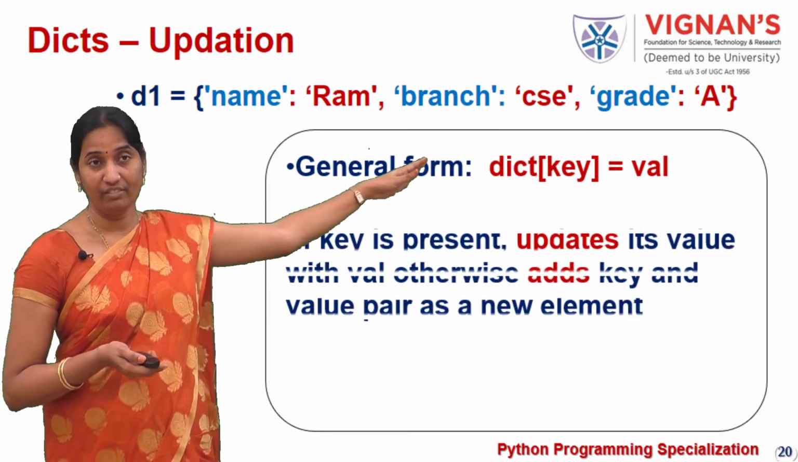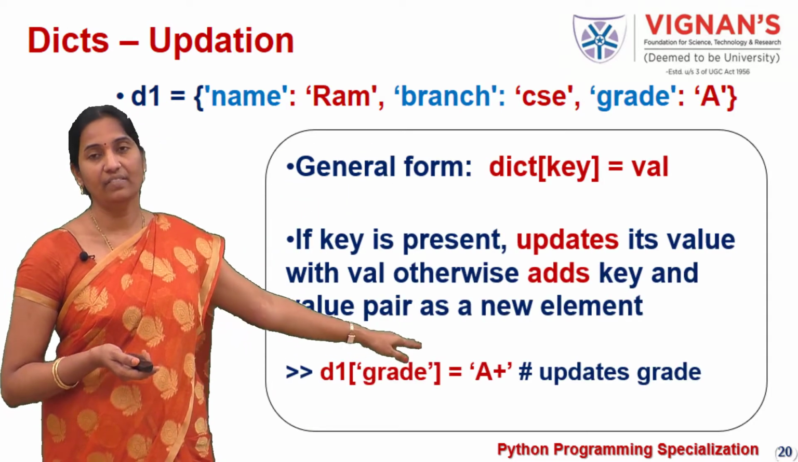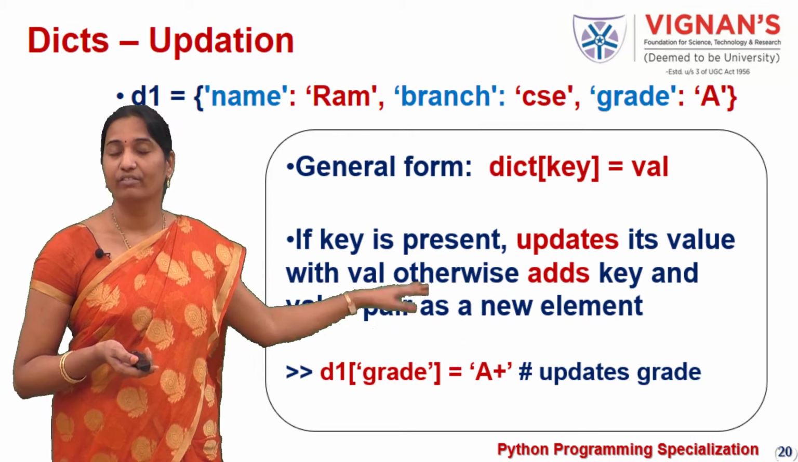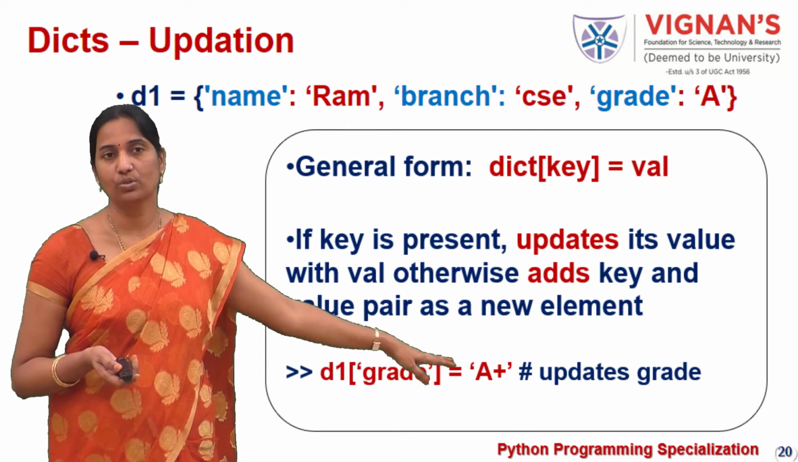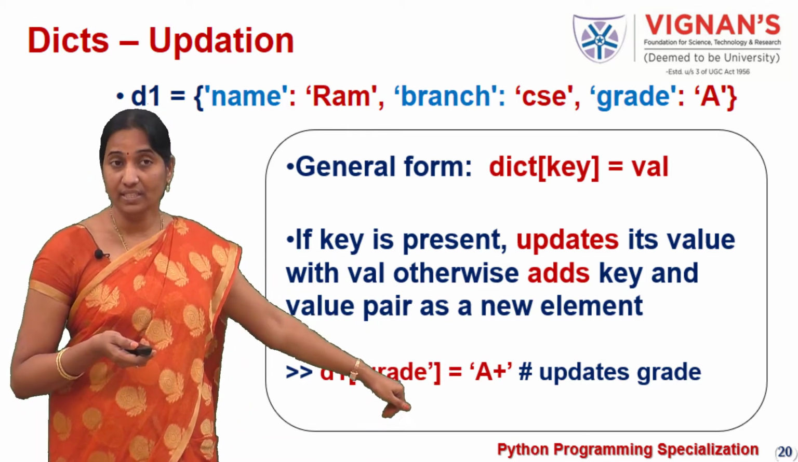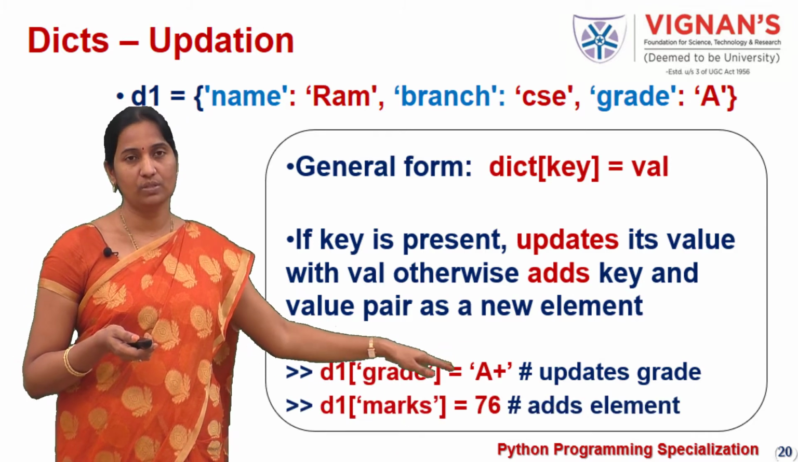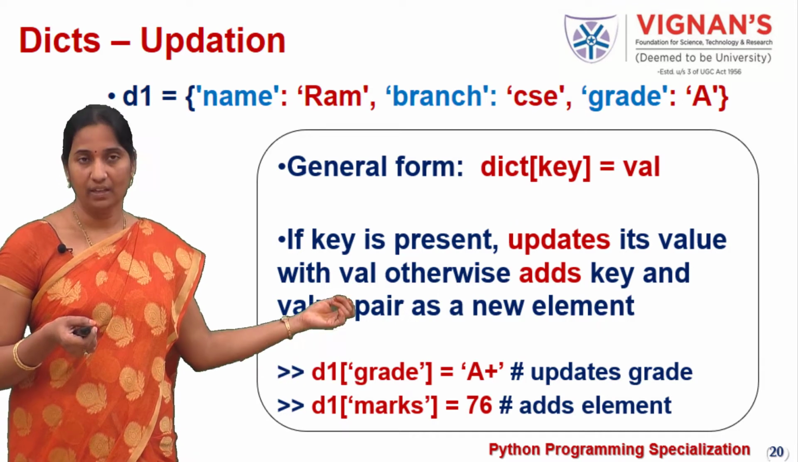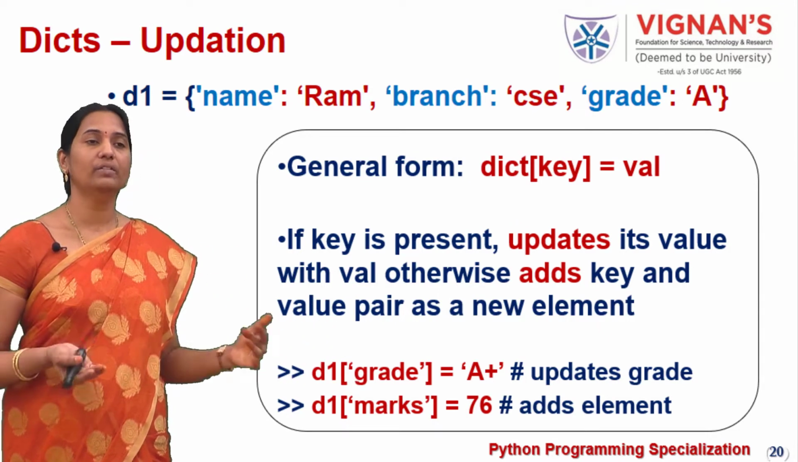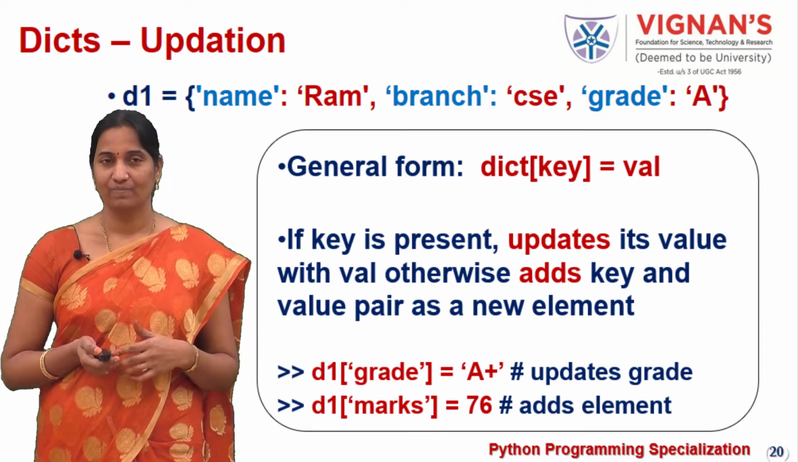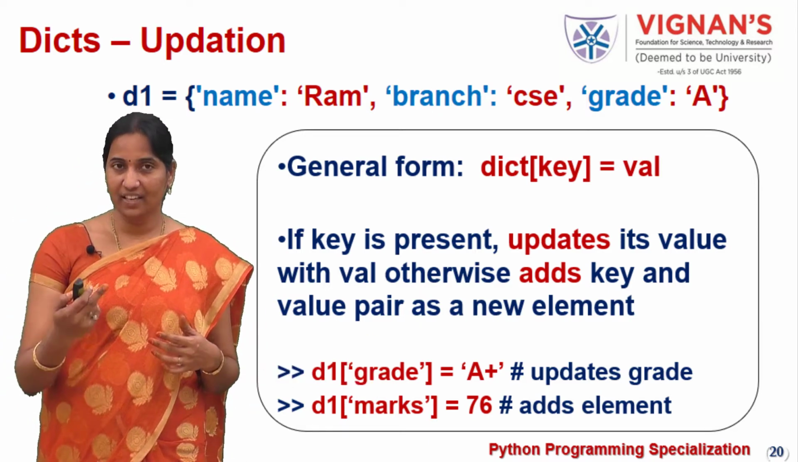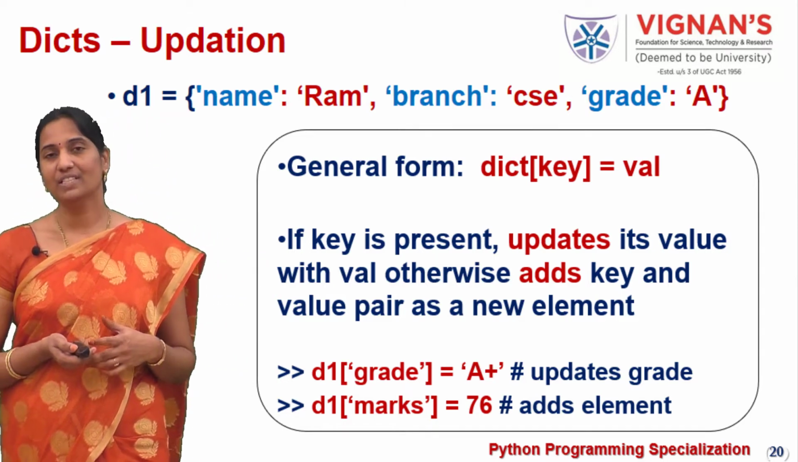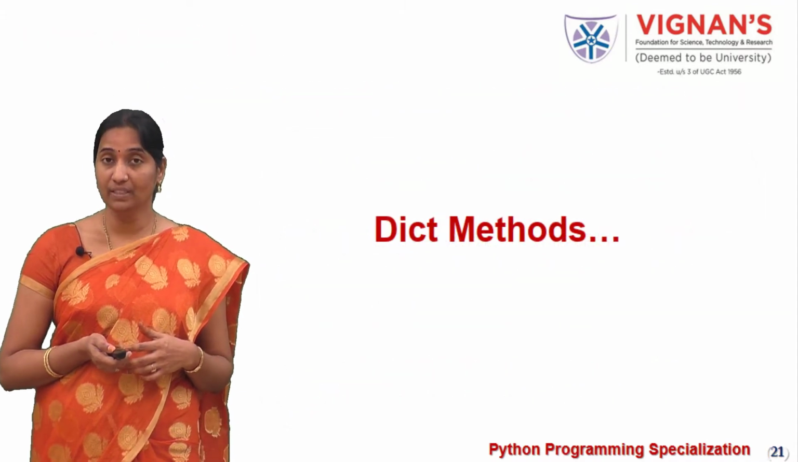So already D1 we have as a dictionary, and in this D1 I am passing grade, and I am going to update the existing value of the grade from A to A+. So this is how I can use D1 of grade equal to A+. Now in this example, I am accessing D1 of marks equal to 76. As D1 does not have any key with marks, it is added as a new key along with the associated value 76. This is how we can update the existing element, and also we can even add a new element to the dictionary.